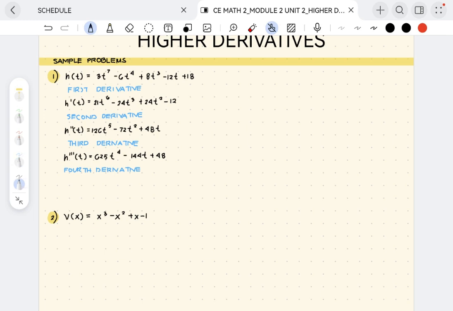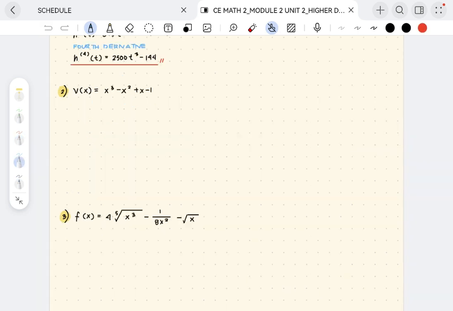Now, the fourth derivative of the problem is simply the derivative again of the third derivative of your given problem. So let's just rewrite this as h fourth prime t. The derivative of 625t raised to 4 is 2500t raised to 3, and 144t is simply 144. So this is your fourth derivative for the first problem.